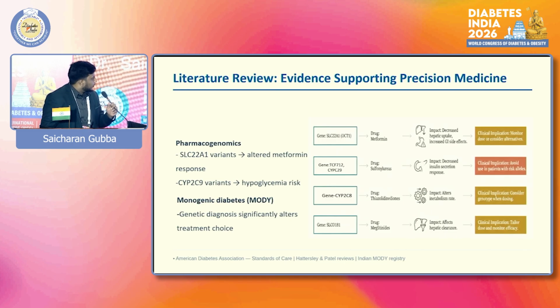Whenever we treat patients with metformin, some have a very good response, but others only have GI upset. It's mainly due to SLC22A1 variants. And whenever we treat patients with CYP2C9 variants with sulfonylureas, there is an increased risk of hypoglycemia.